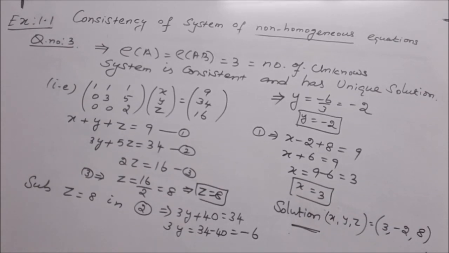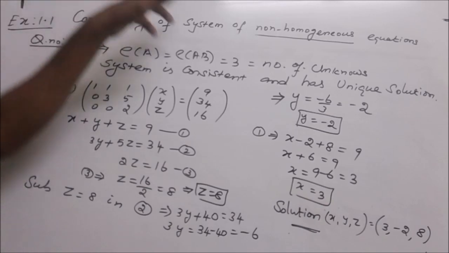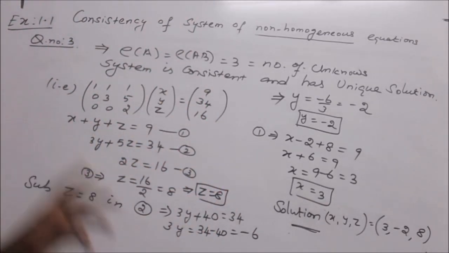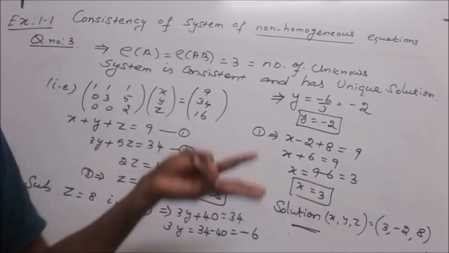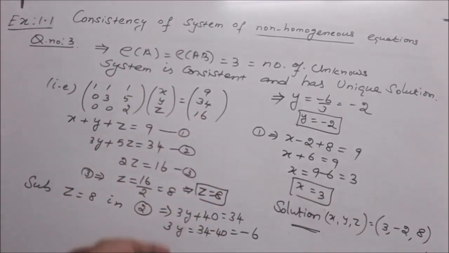You can check your answers by substituting these x, y, z in the given first three equations. These values should satisfy all the three equations. You can easily verify your answer. This is the idea to solve the given system of three non-homogeneous equations by rank method.